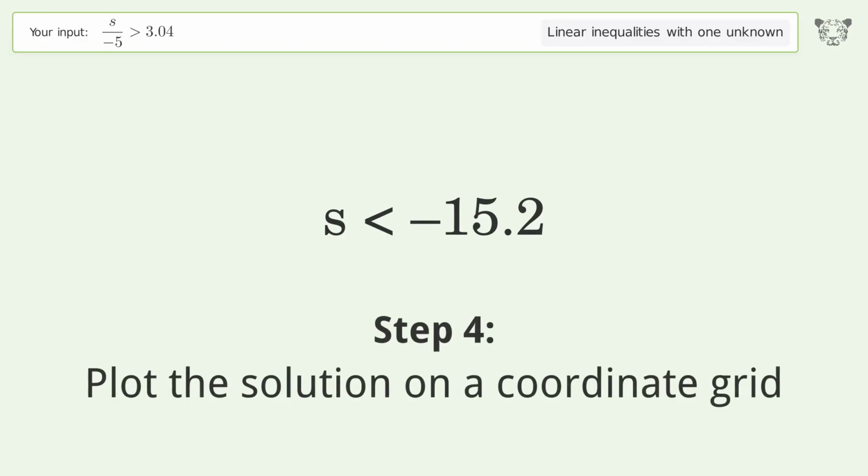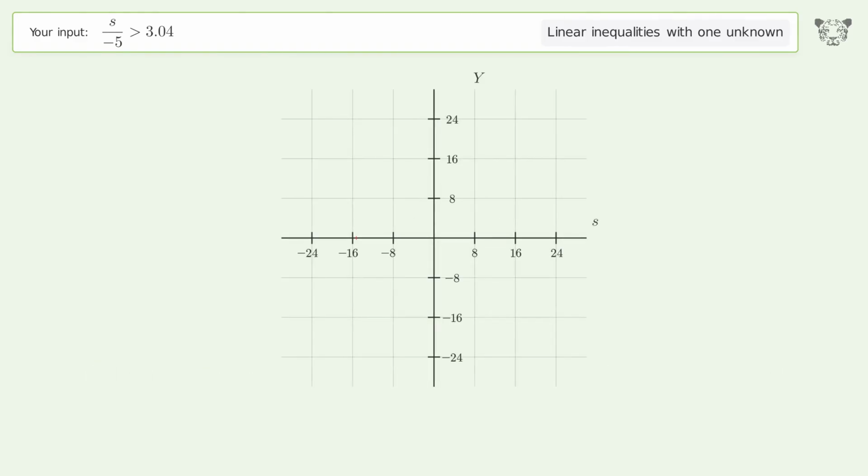Plot the solution on a coordinate grid. And so the final result is s smaller than negative 15.2.